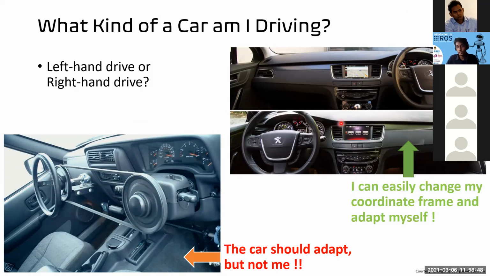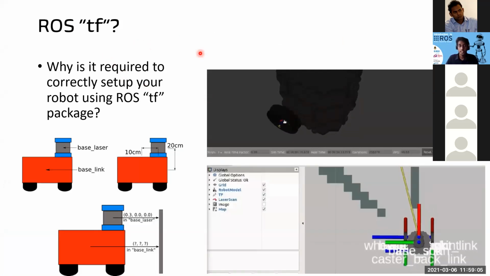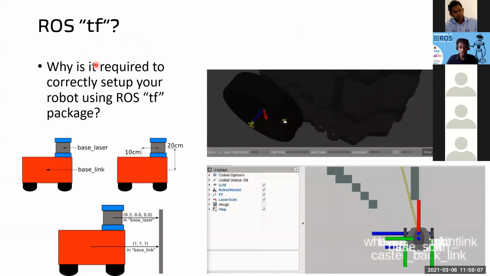So ROS is something like this. You can define the coordinate frames very easily, and if there's a rotation or a change, ROS will automatically track that for you. So this is a very adaptive method, and it is called the ROS transformations package, also known as ROS-TF.